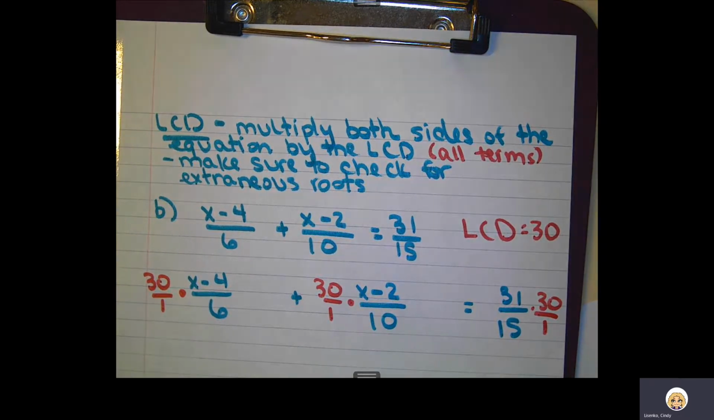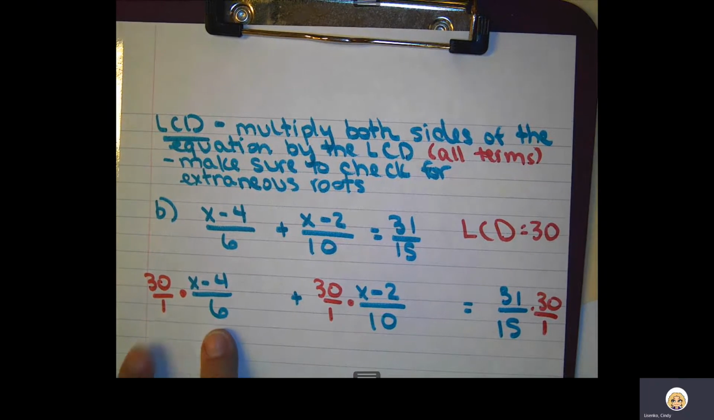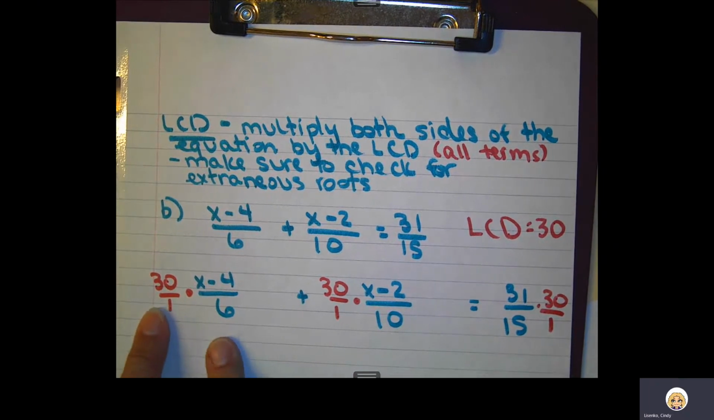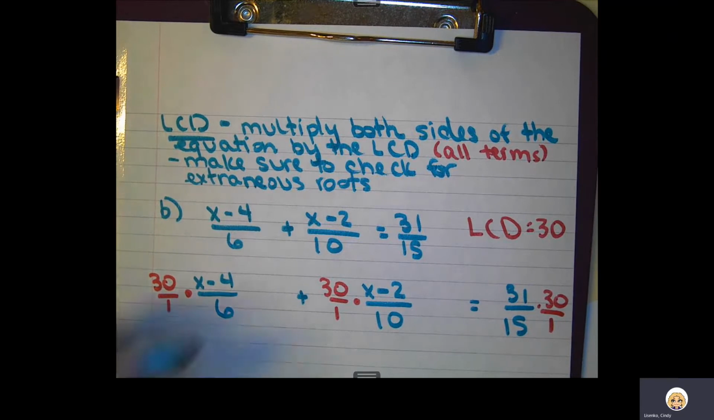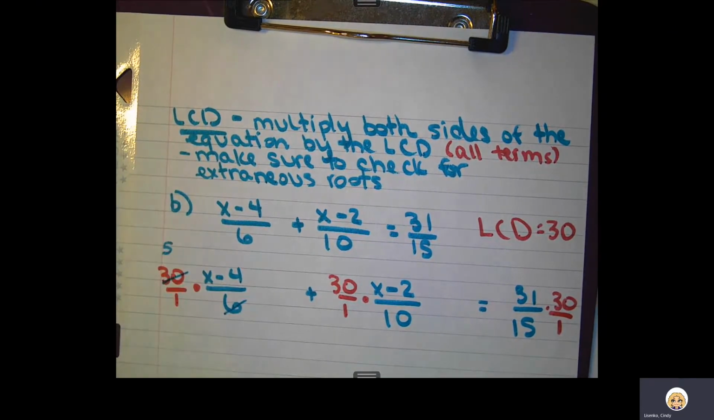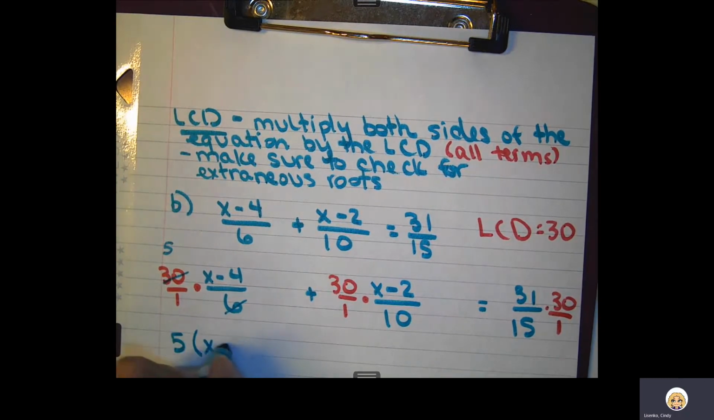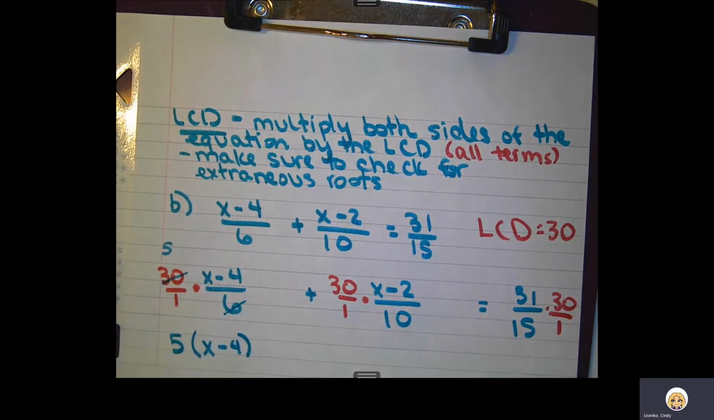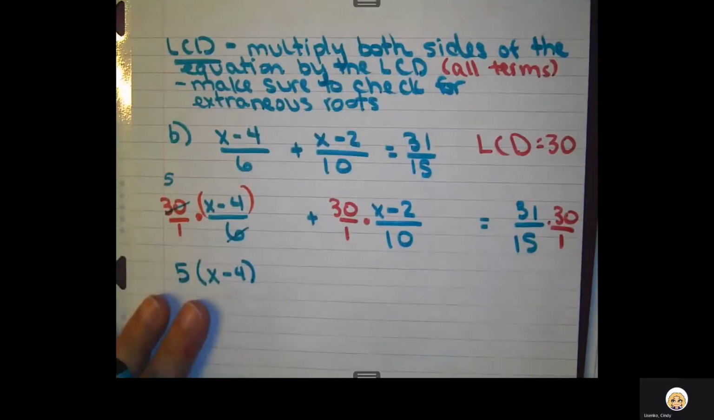So now I'm going to look at each one separately. To simplify this, I say to myself, how many times does 6 go into 30? Well, 5 times. So I get to cross this out and change the 30 to a 5. So if you notice now, we have a 5 multiplied by an x minus 4. So notice that I put the x minus 4 in parentheses because I'm going to have to multiply everything by 5.